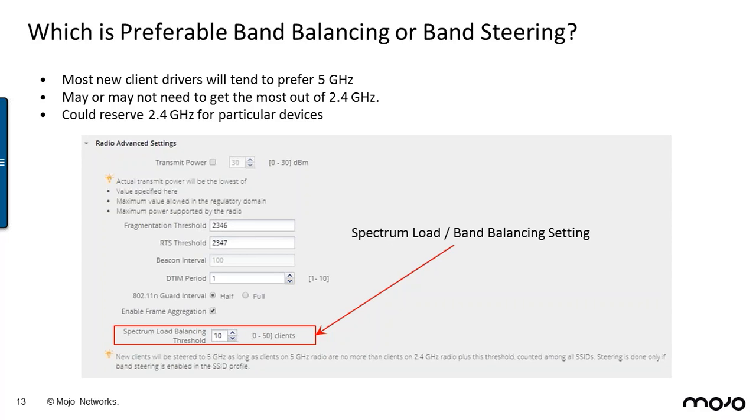But we do recommend, of course, spectrum load balancing or band steering. And with our system, anyways, you can have a threshold. So you can say basically, okay, we want the number of clients to be greater than 10 or 20 or whatever. We have the ability to configure the delta between the two bands, so you can customize your band steering or band balancing, and that's what we're showing here.